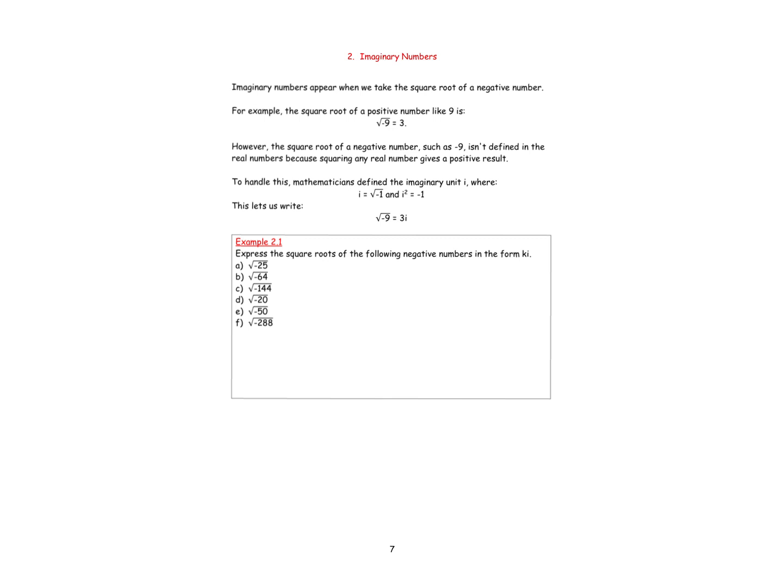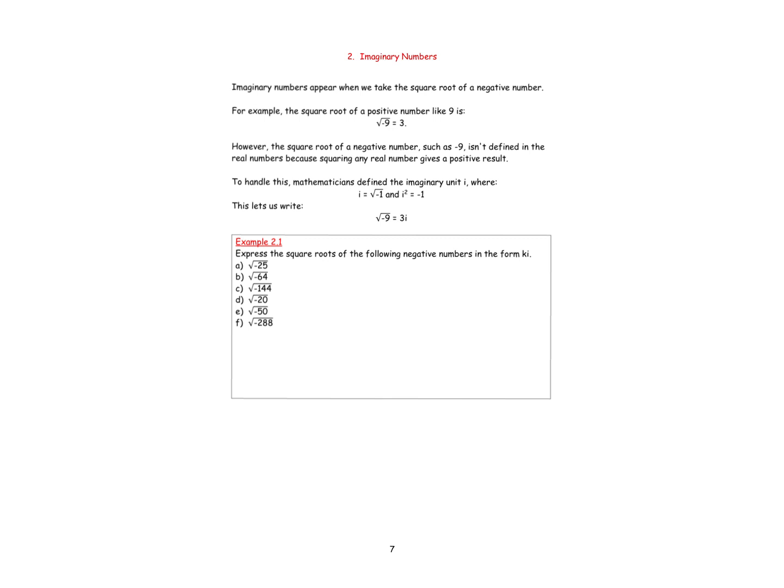However, to handle this, mathematicians have defined a new imaginary unit, i, where i is equal to the square root of -1 and i squared is equal to -1. That allows us to rewrite the square root of a negative number without the square root. As you can see here, the square root of -9 is equal to 3i.